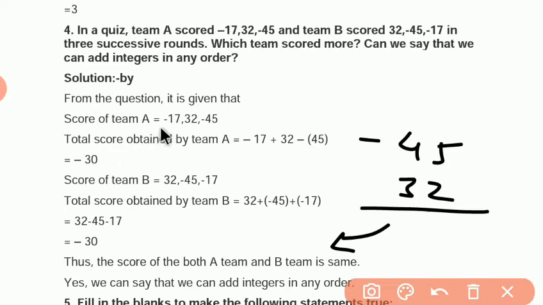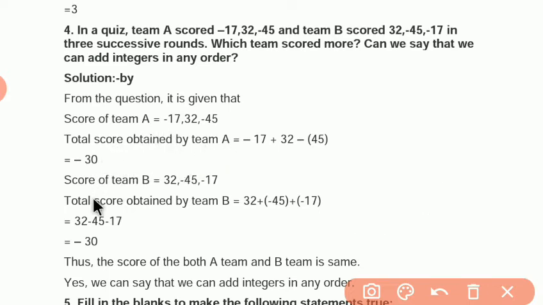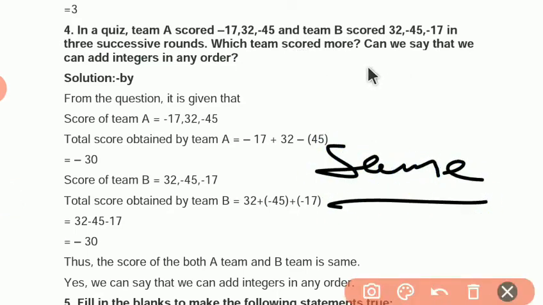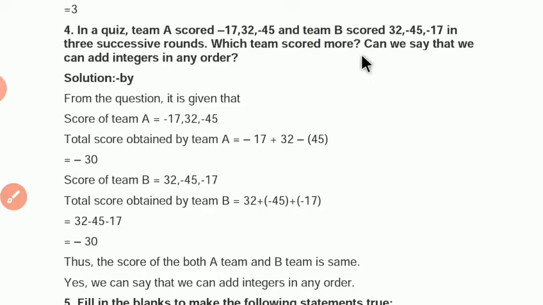Now you can see that the total score obtained by team A is minus 30 and the total score obtained by team B is also minus 30. Thus the score of both team A and team B is the same. Now the second question: which team scored more? No one team scored more. Both scored the same runs.